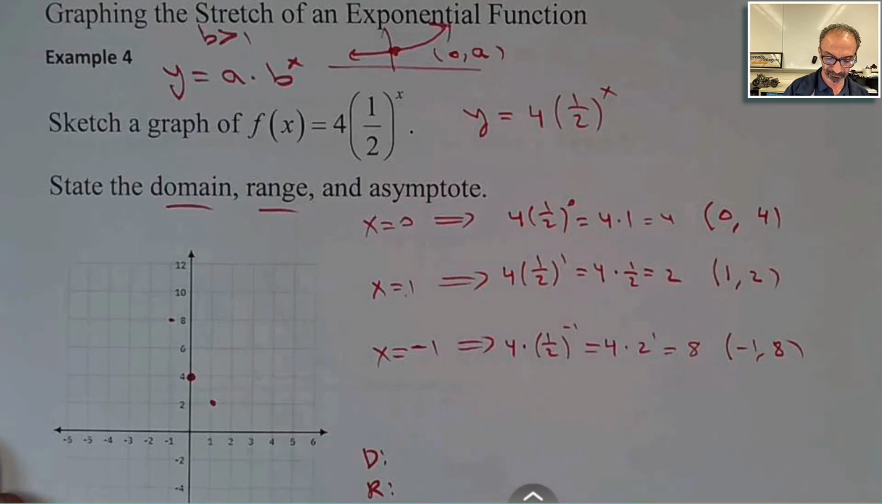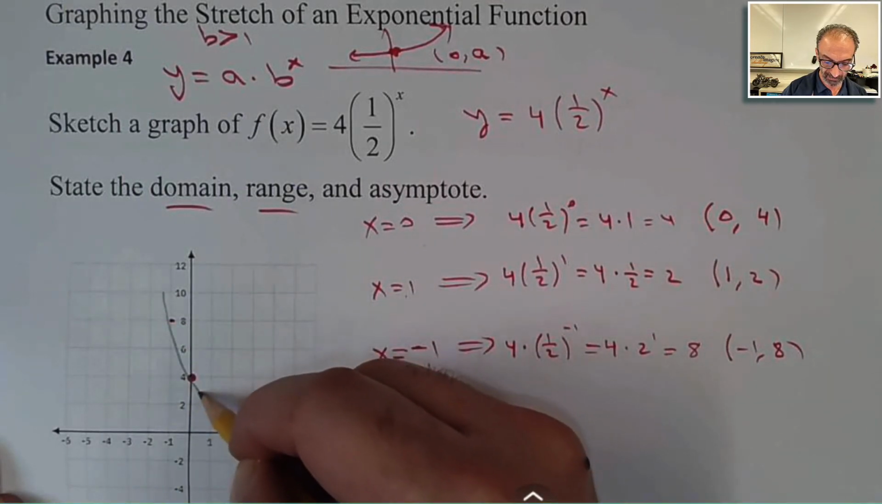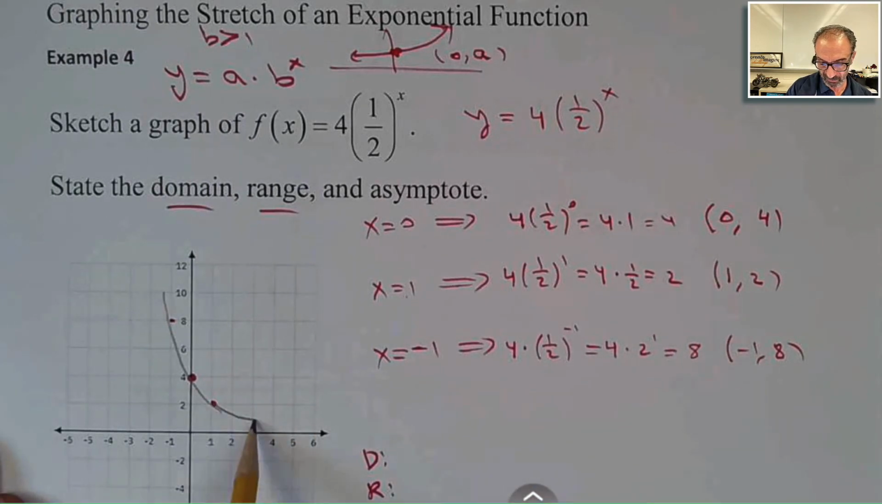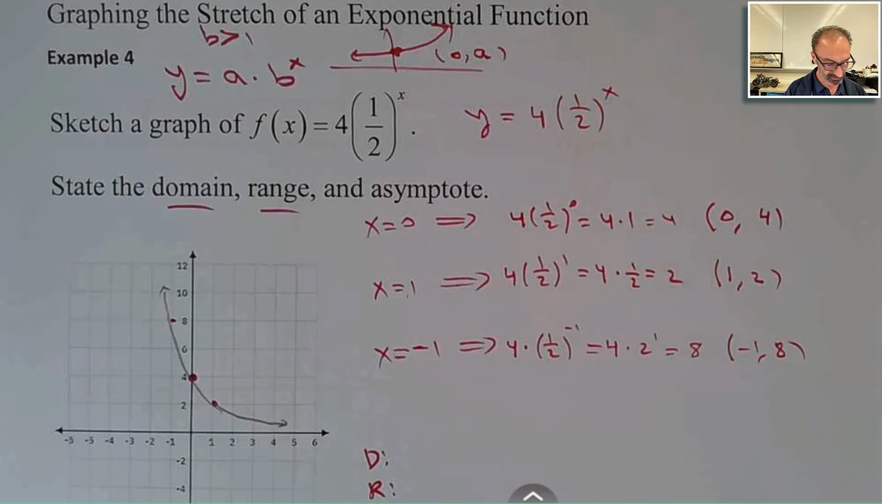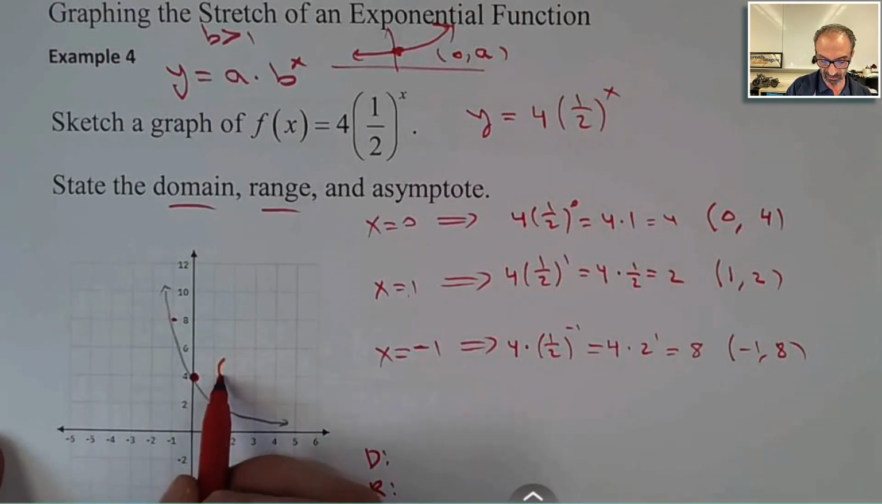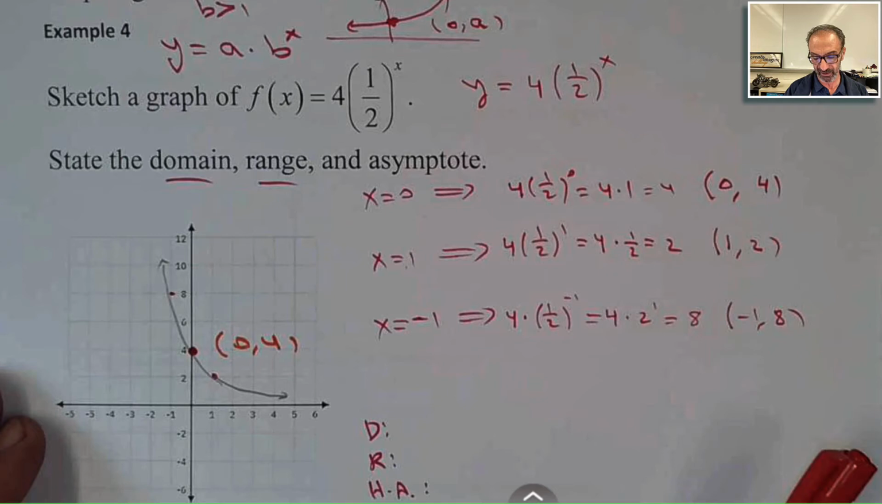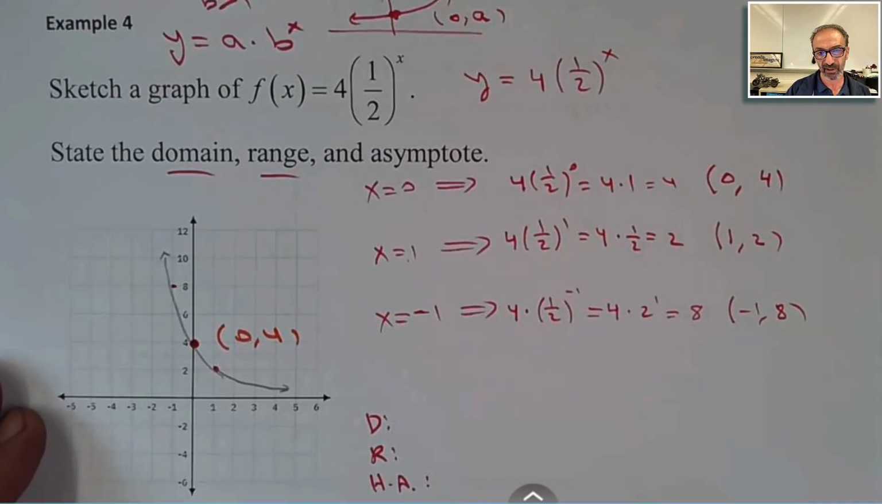To graph it, something like this. The main concept is to show you that you are dealing with a different type of graph. We keep saying (0, 1). Today it's (0, 4). That's what you need to pay attention to. Of course, we don't want to forget the domain, range and asymptote. That's why I have them. And here we go.